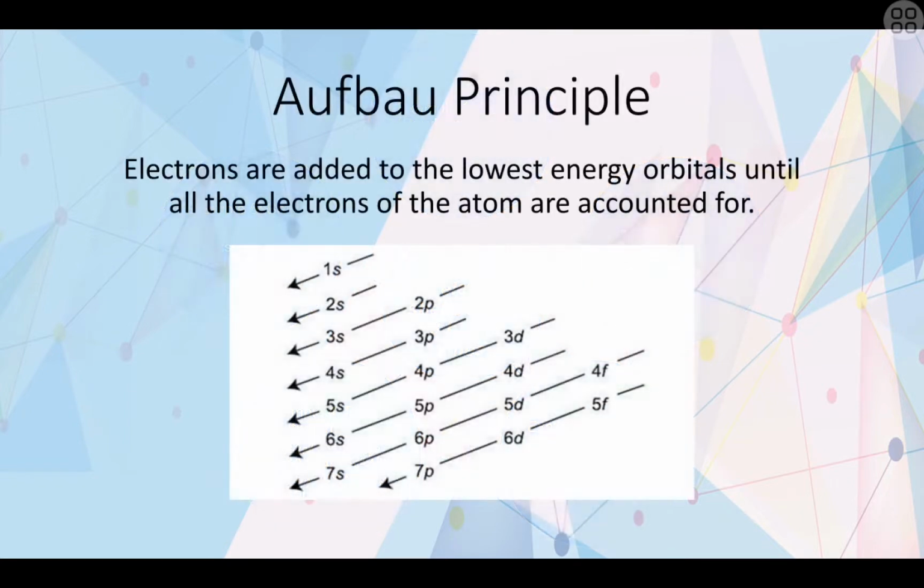How to write the electron configuration using 3 basic rules: the Pauli exclusion principle, Hund's rule, and the Aufbau principle. Aufbau principle: electrons are added to the lowest energy orbital until all the electrons of the atom are accounted for. In German, Aufbau means building up. This image represents that electrons must be placed starting at the lowest energy level, which is 1s, then working their way up to the highest, which is 7p.